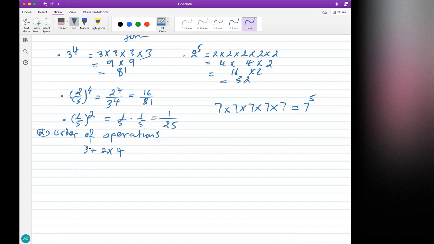Which operation is done first? So we have addition, we have multiplication. Which one do we do first, if you have to simplify this? Multiplication. That's right. The multiplication has priority over the addition. Then you do the addition, we get 11.